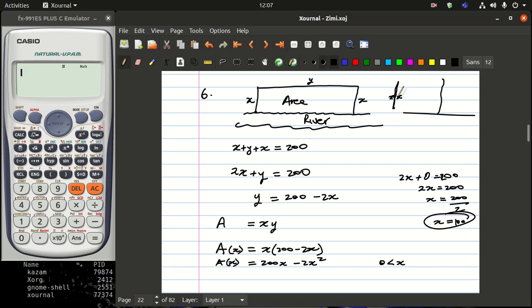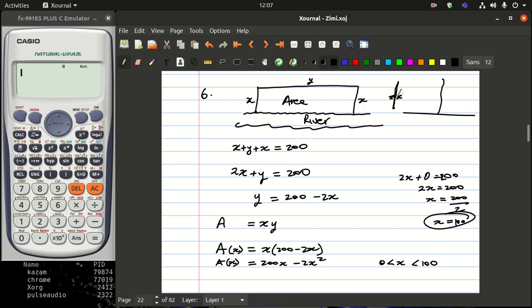These two need to be equal because the fence needs to be 200, so this must be 100, and also this side must be 100. In other words, our x can never be above 100. That's one way to look at it. Can it be equal to 100?